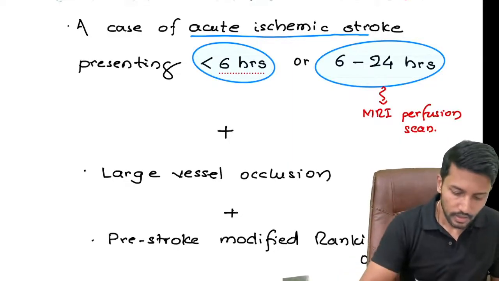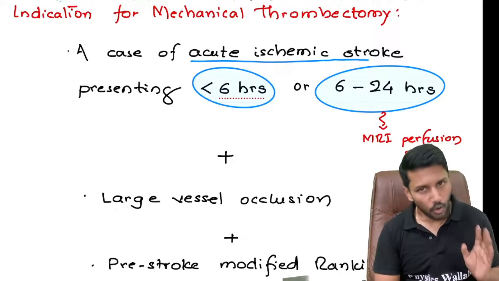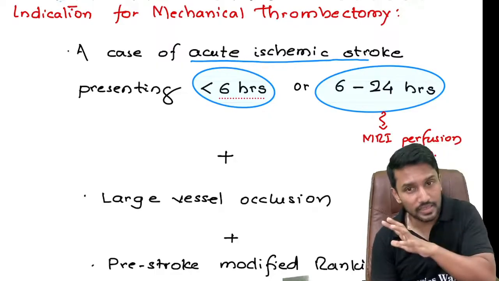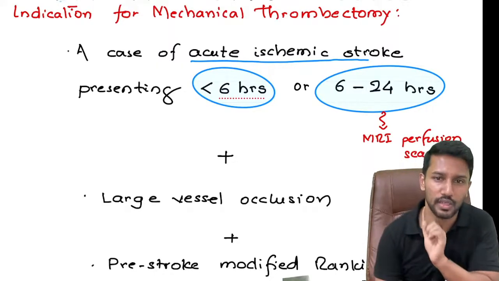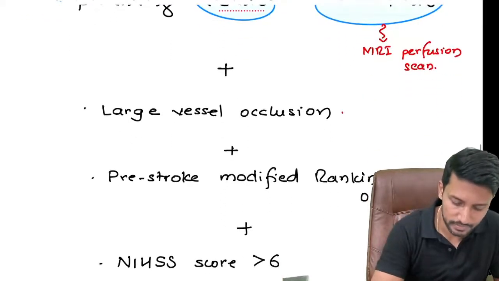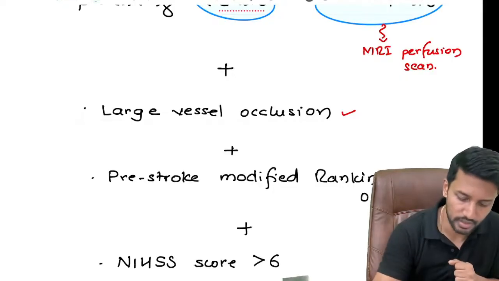Okay. Now, any ischemic stroke patient who has presented within 6 hours, or who has presented 6 to 24 hours after the onset of symptoms and there is savable tissue on the MRI perfusion scan, we can think of mechanical thrombectomy, provided there is a large vessel occlusion. This is the most important point here. Now, what do I mean by large vessel occlusion?